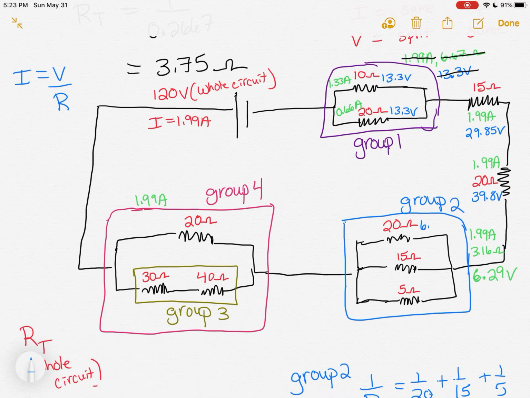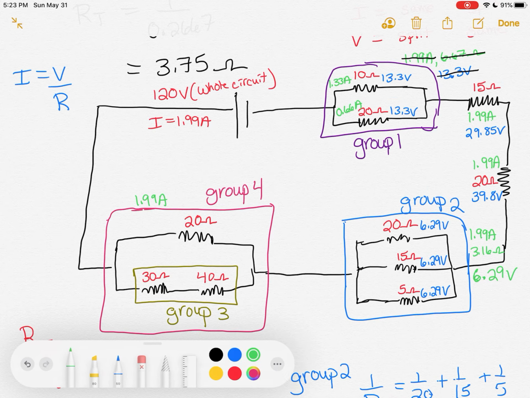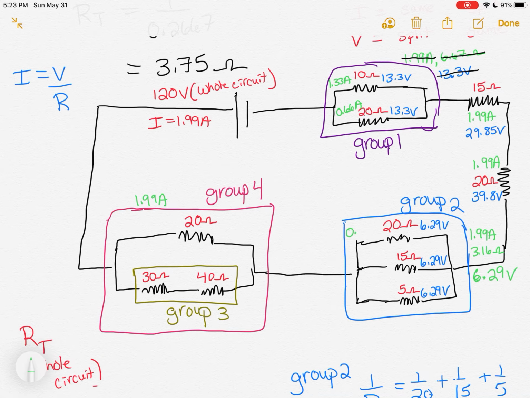Okay, and so that means we have 6.29 volts here, and 6.29 volts here, and 6.29 volts here. Okay, so now we have the voltage and the resistance at each resistor. We can find the current. Okay, so we do our voltage divided by our resistance to give us our current at each resistor.